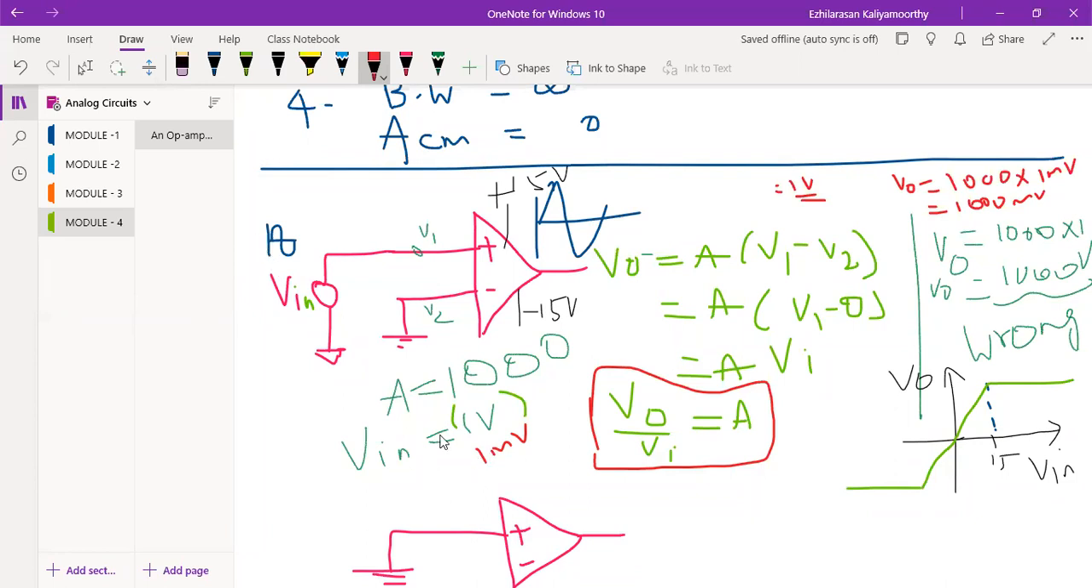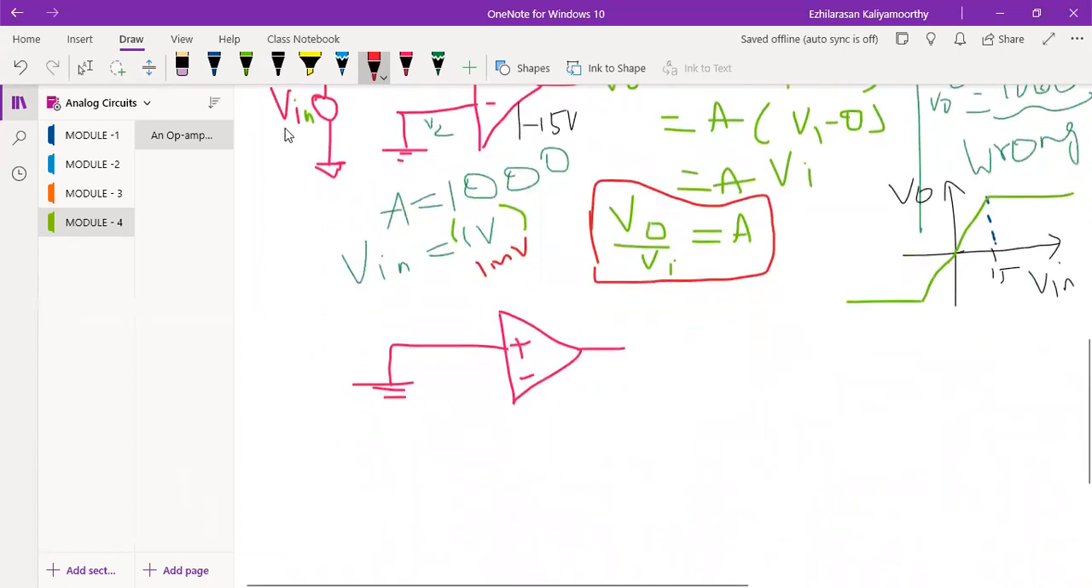You can see the input I gave was in millivolts, but I got the output in volts. That means the output is 1000 times the input. That is the amplified version. This is the input we gave in the non-inverting terminal.